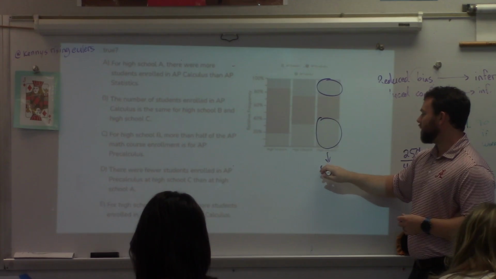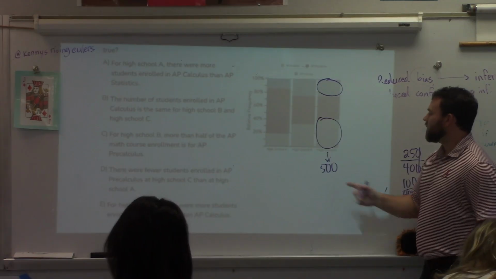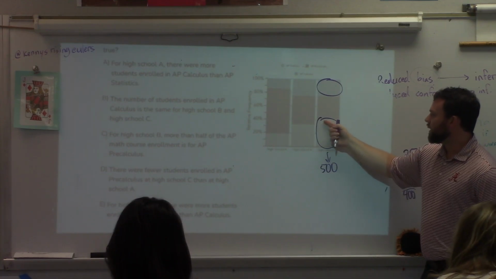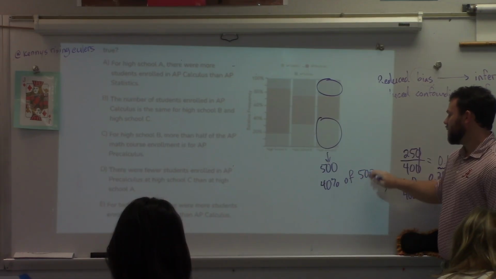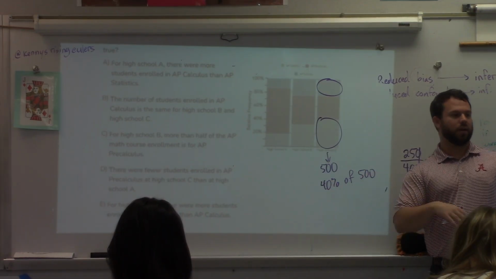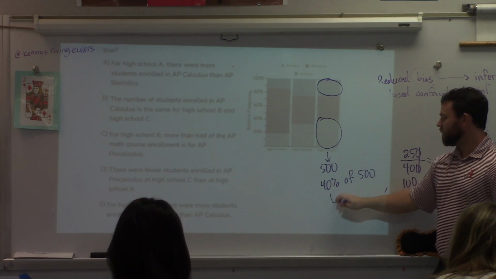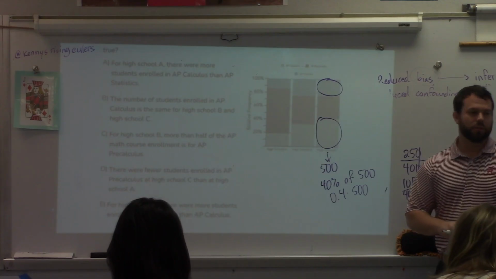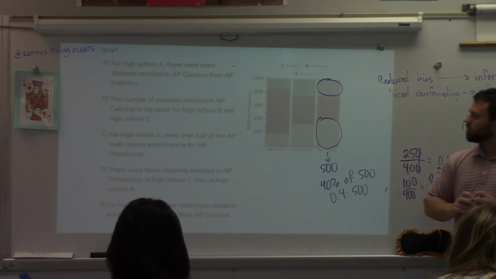So, and again, they didn't have this, but in high school C, if they had told me that there were 500 students enrolled in AP classes there, then that would be roughly, and this would be an estimate, roughly 40% of 500. Remember, I bring this up because some of us were like, I'm not comfortable with percents. Pay attention to this, right? If it's roughly 40% of 500, it's just 0.4 times 500. And that would tell me how many students, but I would have to know how many total there are. Okay? Sound good?